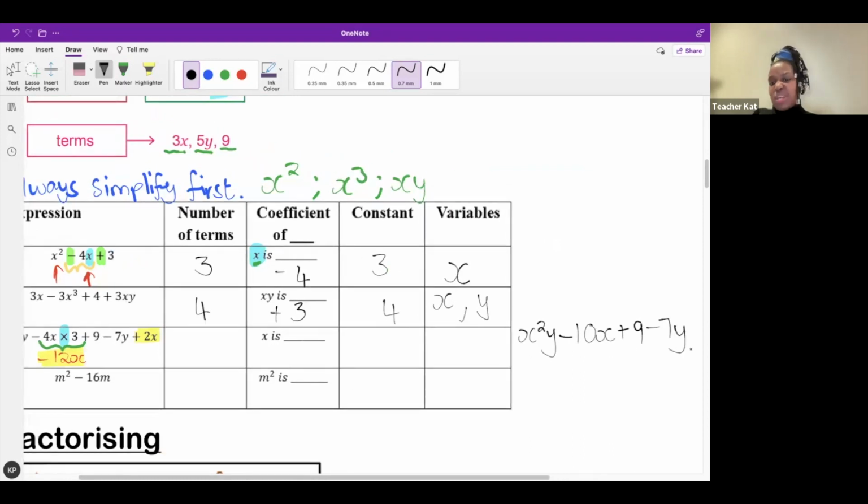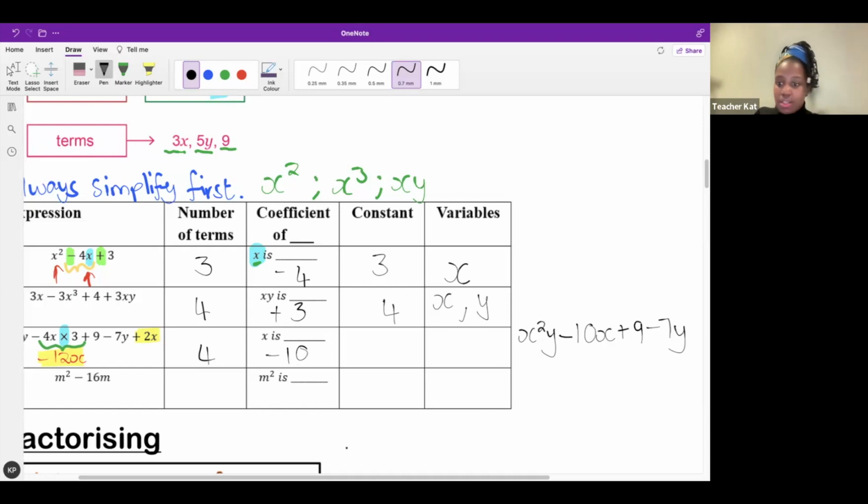Is there anything else we can simplify here? I don't think so. No, there isn't. Thanks for checking. Great. Now that we have simplified, we can answer this question. How many terms do we have here? We have 4. What is my coefficient of x? Just x. Nice, Alice. Negative 10.